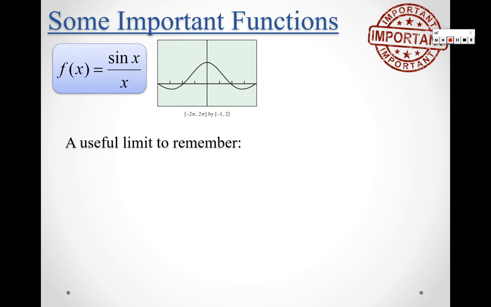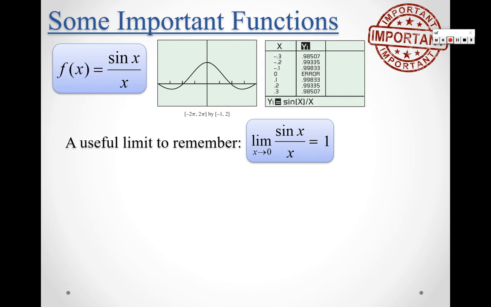But this thing has a hole. But the good news is this thing still does have a limit. The limit as x approaches 0 of sine x over x is 1. If you build a table of values in your calculator, you can definitely see it approaches 1 from both sides. You see, as you come in from the left side here, it goes to 0.99833. If you come in from the right side, it goes to 0.99833. It's heading towards 1. You can see it in the picture here. It's heading towards 1. It's a hole.